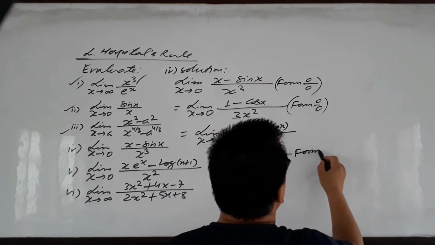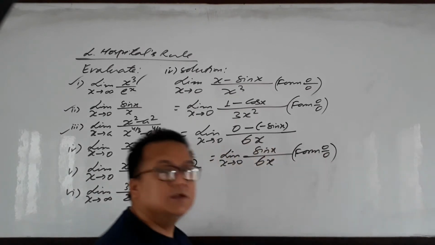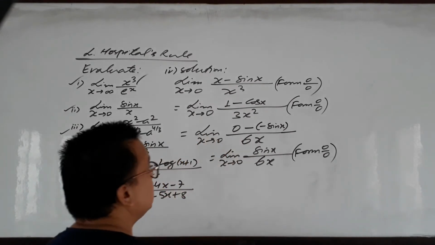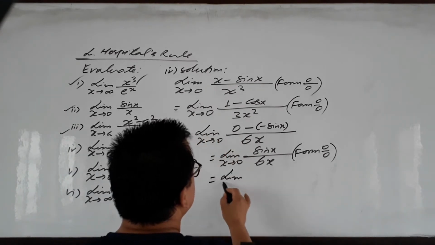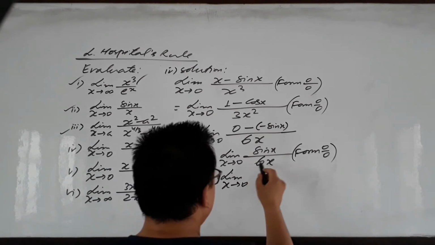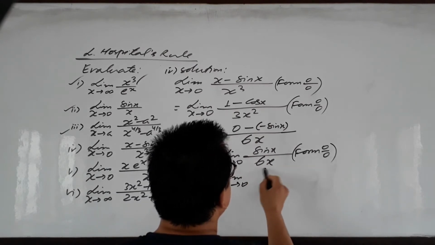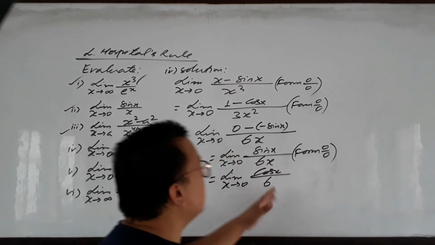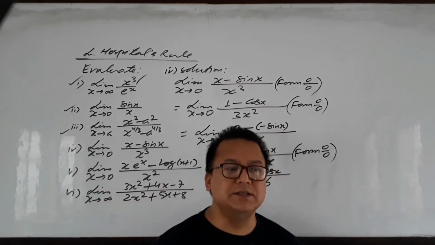So again this one is in the form of 0 upon 0. So again we have to use L'Hospital's rule. As x tends to 0, the derivative of sin x is cos x, and the derivative of 6x is 6. So this is not in the form of 0 upon 0 anymore.